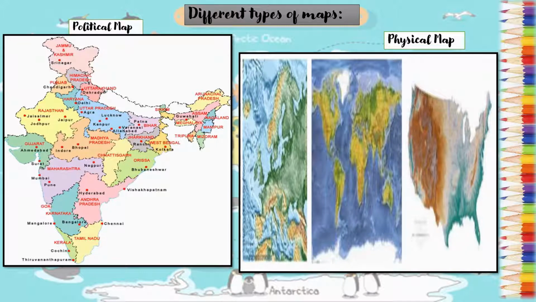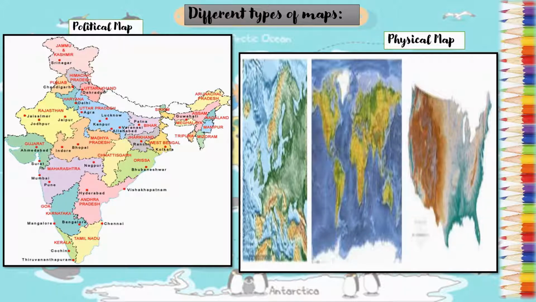A political map is different than other types of maps because it focuses on government or administrative boundaries rather than geographical or physical features. Instead of showing viewers what exists in the land, it shows those imaginary lines that serve to separate countries, states, territories and cities. The next one is the physical map.